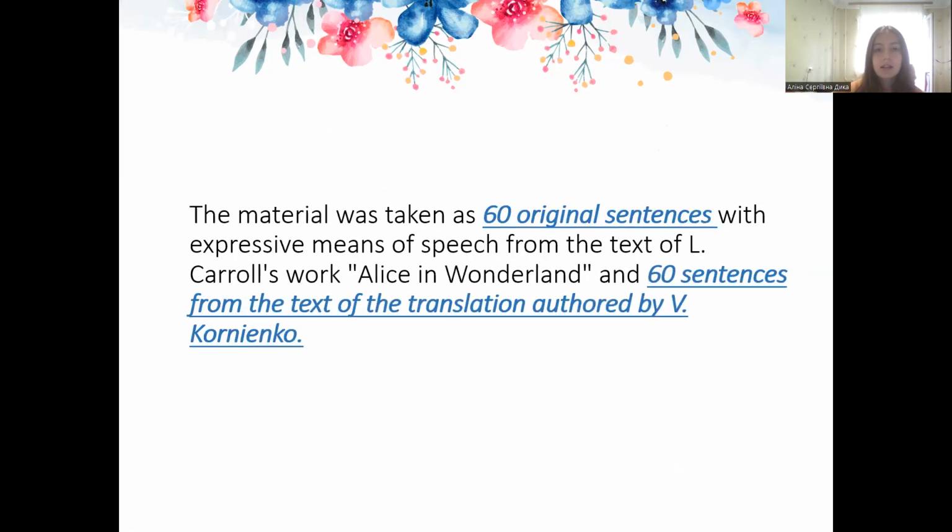The material was taken as 60 original sentences with expressive means of speech from the text of Lewis Carroll's Alice in Wonderland and 60 sentences from the text of the translation authored by Kornienko.